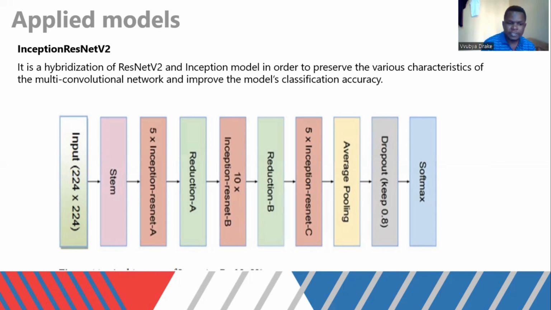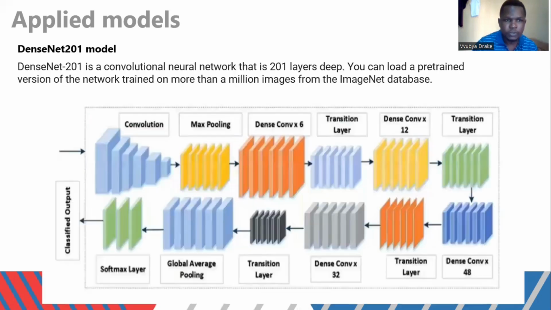Then we use an auxiliary classifier, which helps to alleviate vanishing gradient, which is a major problem with deep transfer learning models. Then we do reduction, that is to reduce the spatial dimension of the feature maps before progressing to the next layers. Then we do average pooling. Then dropout is done to reduce overfitting, and then we do softmax to produce the outputs.